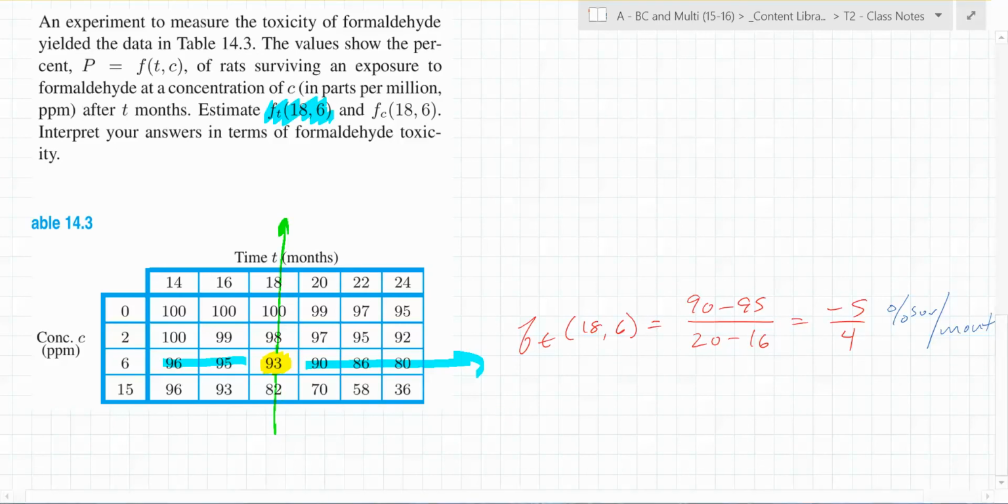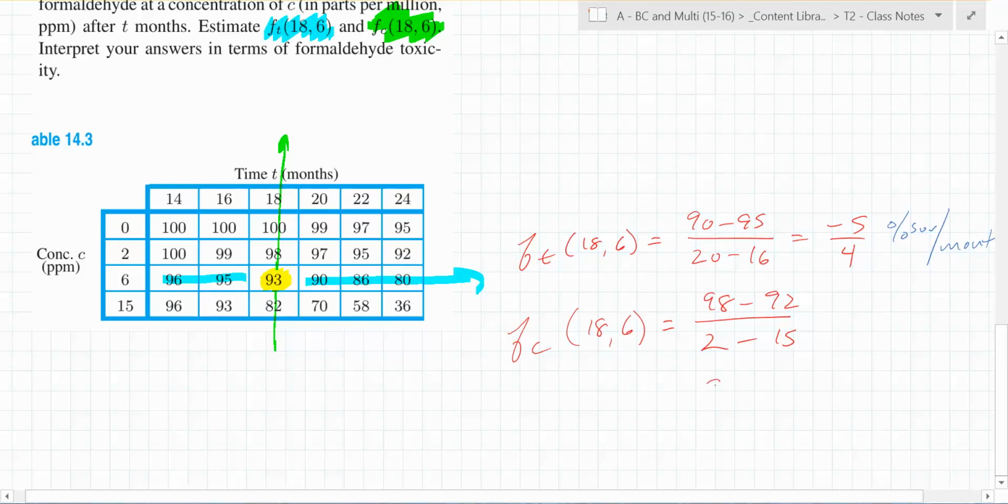So this is going to be f of c. Let me get this highlighted right there. F of c at 18.6. I bet the two answers you're going to see are the one I like, 98 minus 92 over 2 minus 15. What's the other one you're going to see? 82. Thank you. So I would do it this way, 82 over, what is it, 2 minus 15? Yep. What's the other one you might see? 98 minus 93 over what? 2 minus what? 6.